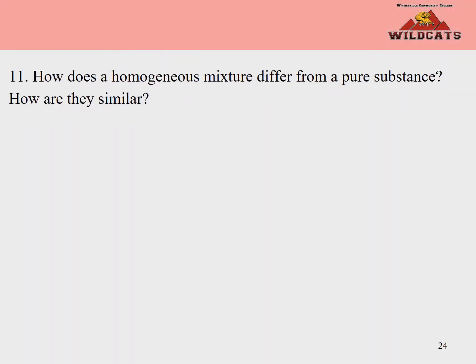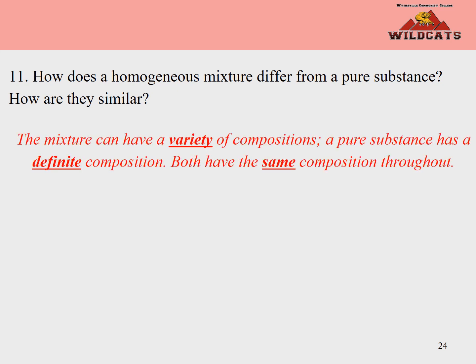So how does a homogeneous mixture differ from a pure substance, and how are they similar? In question number 11, the mixture can have a variety of compositions. A pure substance has a definite composition. Remember, the pure substance is either a single element or elements that are chemically bound to each other. But both have the same composition throughout. So sometimes it's a little bit hard to tell the difference between the two unless you test them.